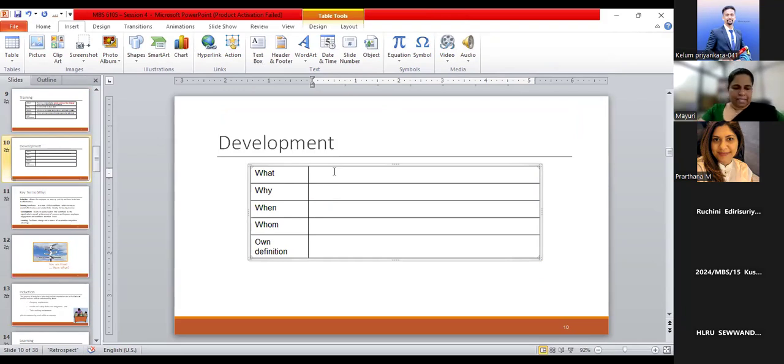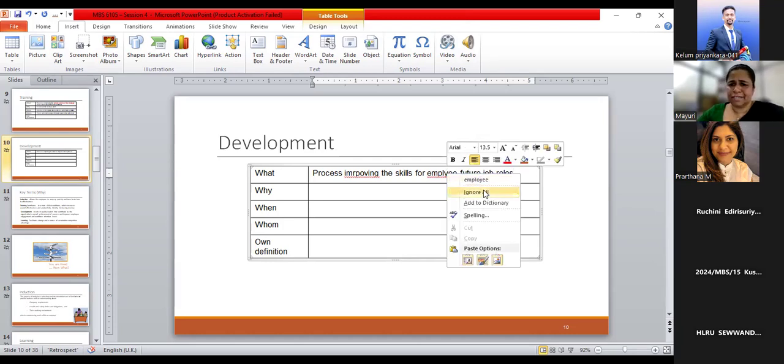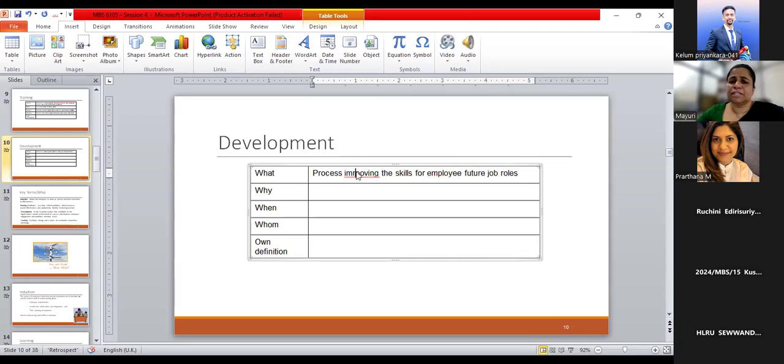Development is the process of improving the skills of employees for their future job roles. Development is about employees' future job roles, not the current job role. So in the future, what is this employee going to do? If we are getting employees ready for the future, that is what we call development.